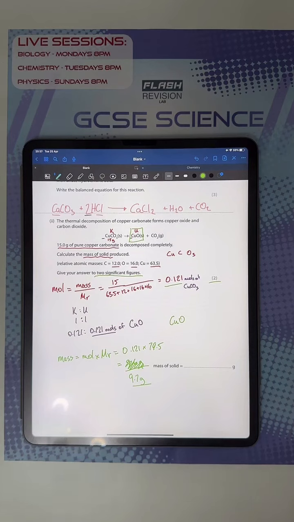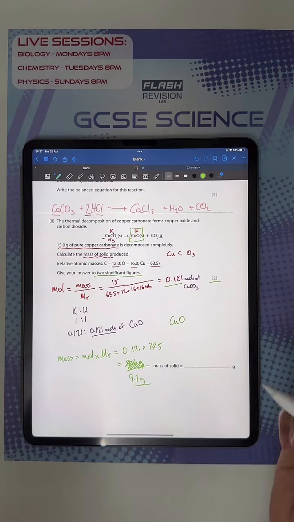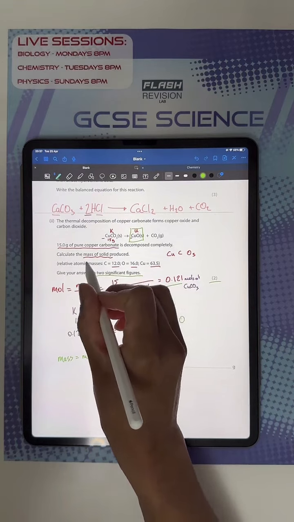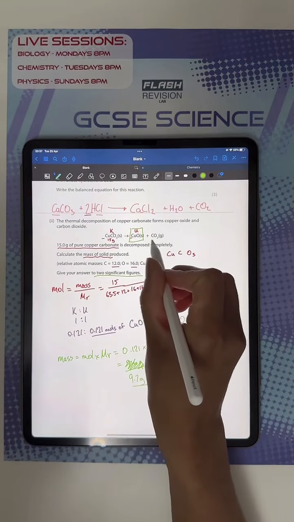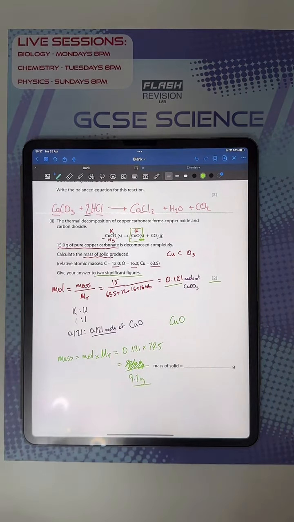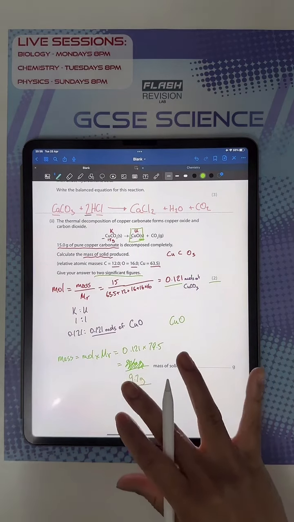How do you know which one out of the two products is the unknown? Because it doesn't say in the question. Yet unknown is always the one you're trying to find out. It says calculate the mass of the solid. So you have to basically work out which one the solid is out of the products. And because that's got an S on it, it's the CuO. Does that make sense? Let's move on.